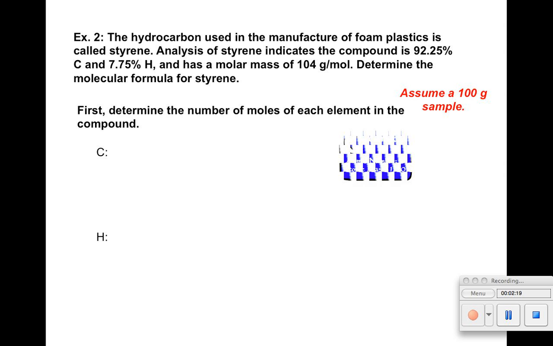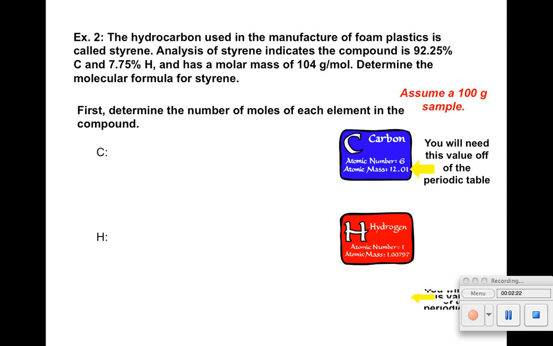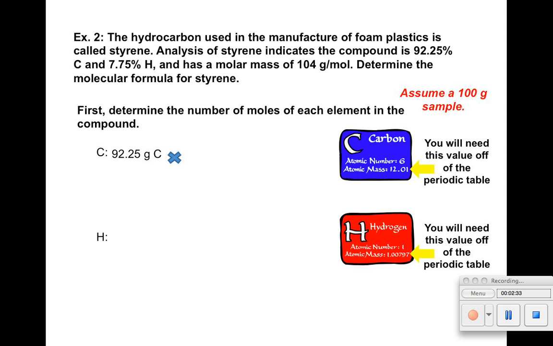So, we're going to need the periodic table with our masses. So let's look at carbon. We have 92.25 grams of carbon. And we know that we need to convert that to moles. So we know that 1 mole of carbon has 12.01 grams of carbon. When we type that into our calculator, we do 92.25 divided by 12.01, and we get 7.68 moles of carbon.